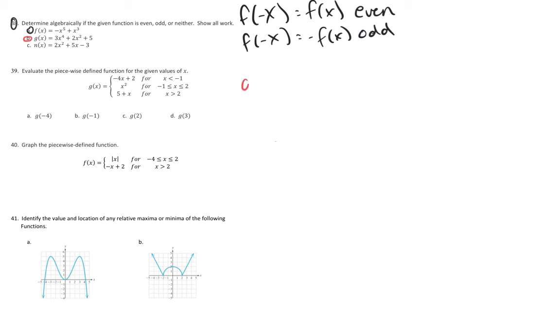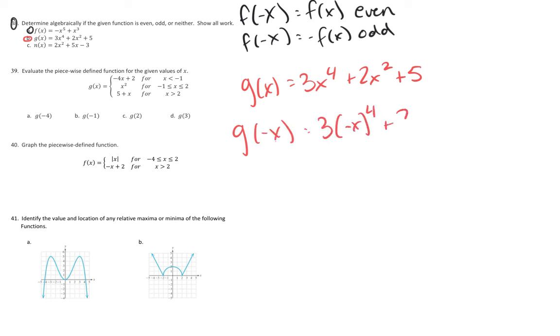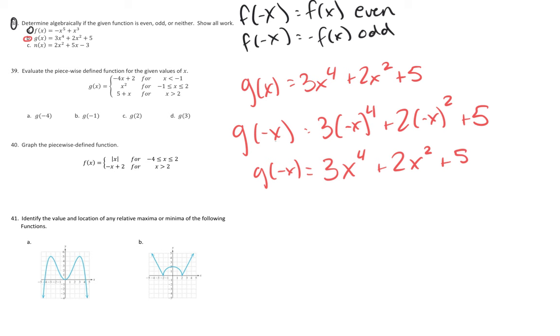Our next function is g of x equals 3x to the fourth plus 2x squared plus 5. If we were to put in a negative x into this, we would get 3 times negative x to the fourth plus 2 times negative x squared plus 5. So we know when we have an even power of a number that's negative, it will stay positive. So then we can say that this is equivalent to 3x to the fourth plus 2x squared plus 5, which is our original function. So then we know that this function is even.